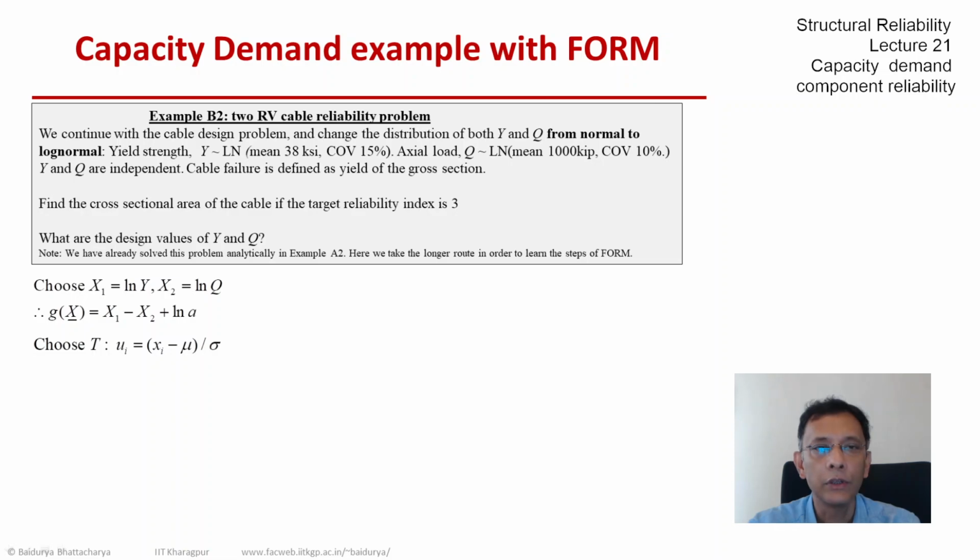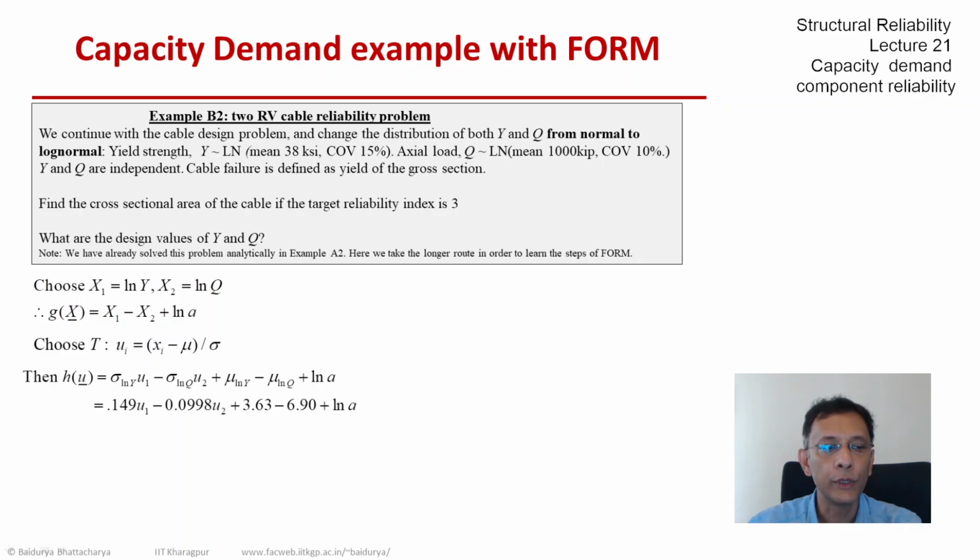So u is x minus mu over sigma. Actually, this is a normal to normal transformation, just like it was in the previous example B1. So we are not losing any information probabilistically. So with this, we get a similar limit state as we did in the previous problem. It's a linear function involving u1 and u2. And as you see, I have put the numerical values.